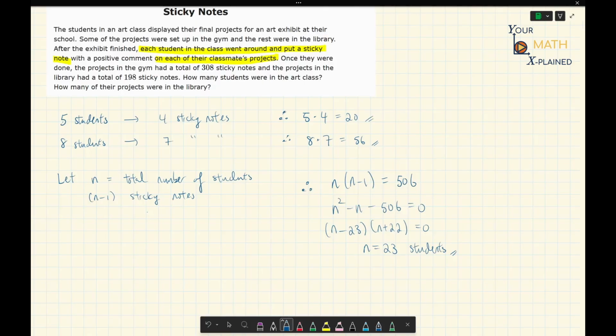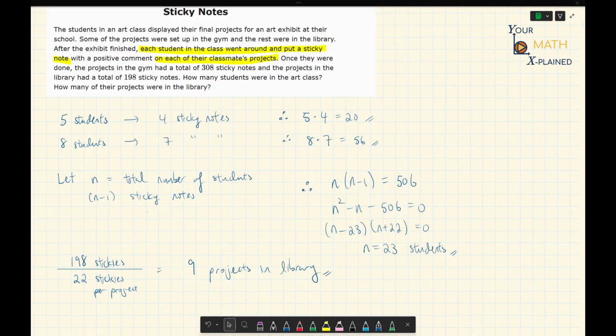Second part is how many of their projects were in the library. Well, we know that there were 198 stickies in the library, and we also know that if there are 23 students, that means each project had 22 stickies per project. So when we divide these two numbers, that'll give us how many projects there are, and that tells us we have 9 projects in the library.